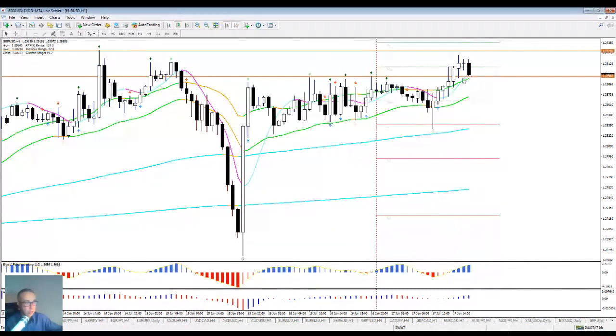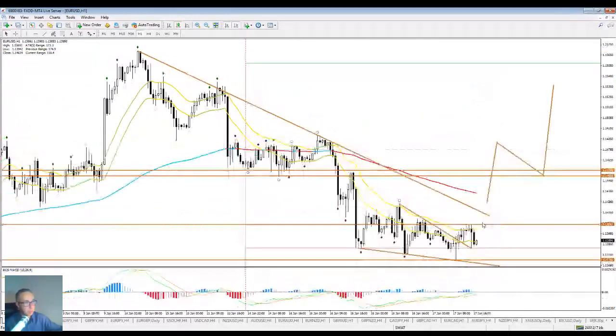With regard to future trades, though, once again, euro dollar, I think the most potential for reversal, and I think pound odd the most potential for a continuation up to the 61.8 fib.